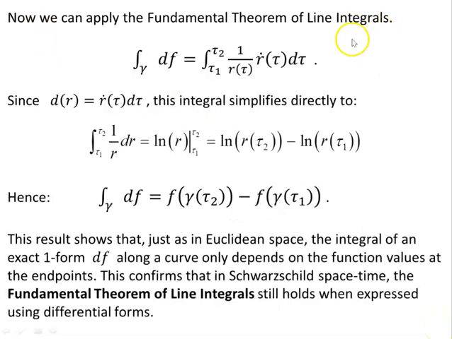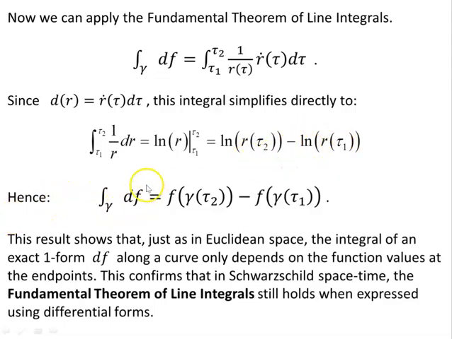Okay, next we apply the fundamental theorem of line integrals. So the integral of df along gamma is the integral of this between tau 1 and tau 2. Since dr is r dot d tau, remember dr d tau is r dot of tau, this integral simplifies directly to the integral between tau 1 and tau 2 of 1 on r dr, which is the natural log of r evaluated between tau 1 and tau 2. Here we go.